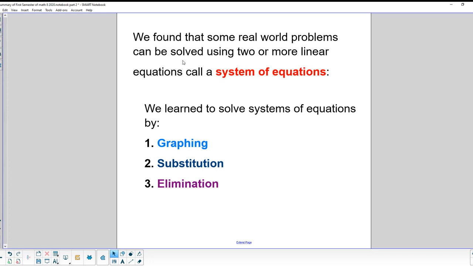We found that some real-world problems can be solved using two or more linear equations, called systems of equations. We learned to solve these systems by graphing them both and seeing where they intersect, or using a process we call substitution. The last process that we learned was elimination, where we added the two equations together if there was an opposite in them, or we would multiply by -1 to create an opposite, or multiply by some number to create an opposite in either the x or the y column, and then we could finish solving the system of equations.